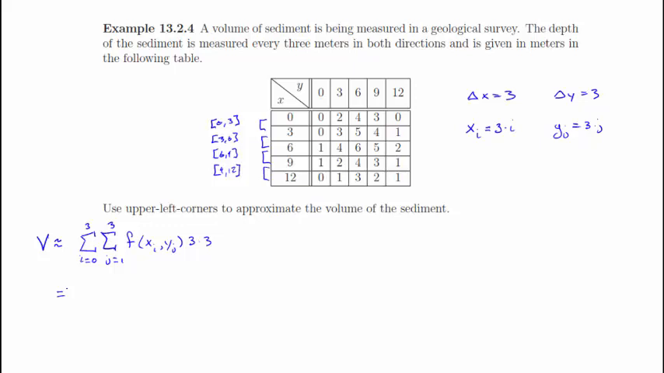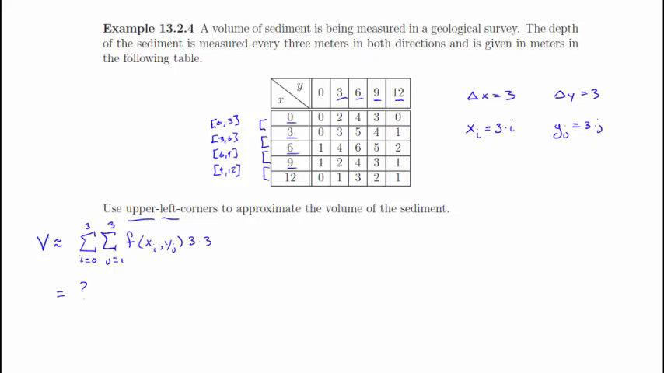Now here we're not really able to use this summation because we don't have an expression for my z values, we have a table. So if we're using upper left corners, then my left corners are going to be when x is 0, 3, 6, and 9. My upper is going to be when y is 3, 6, 9, and 12. So we have a total of 16 separate rectangular solids that we're looking at.